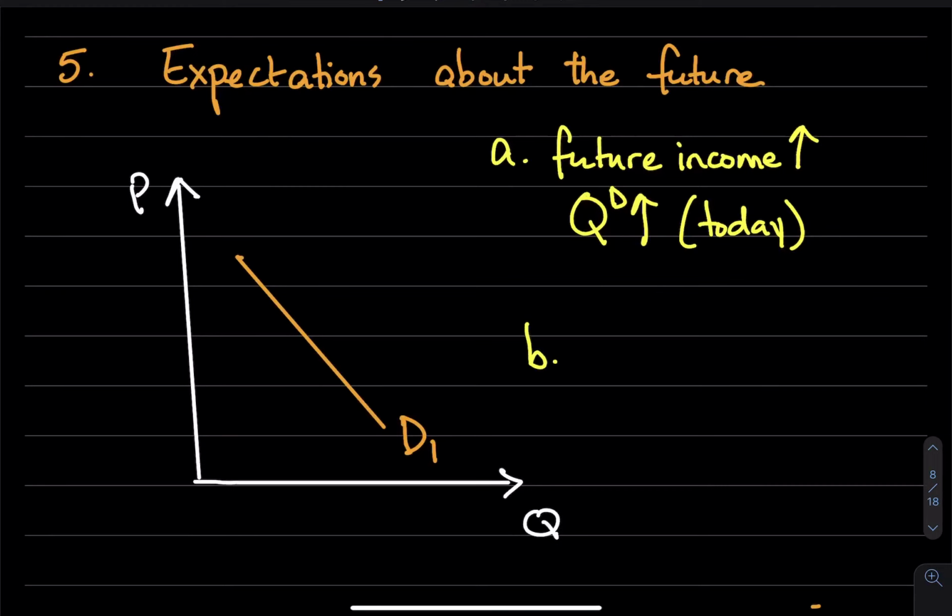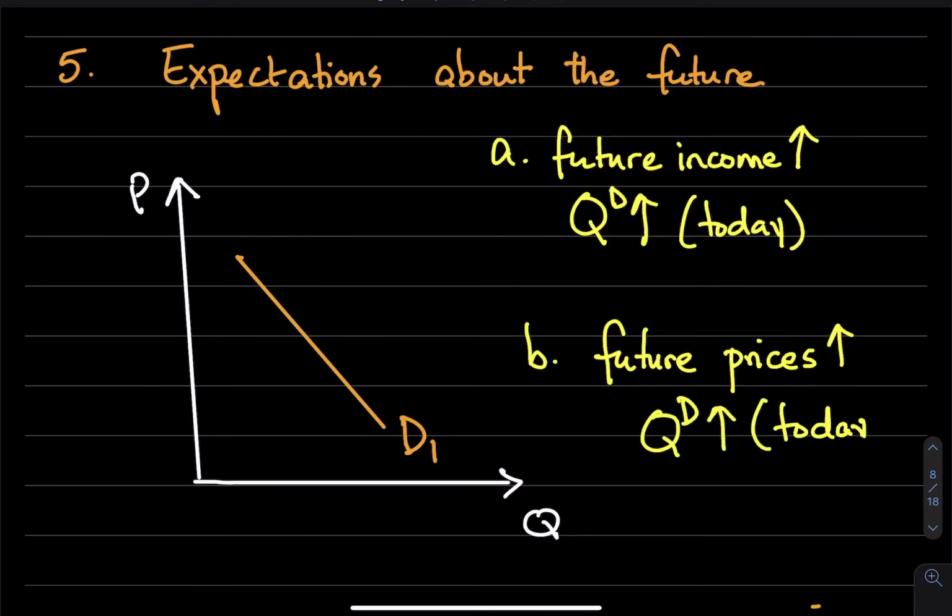But if you expect future prices to go up, if you expect prices of goods to be more expensive in the future, then you also might want to increase your consumption today. You might want to demand more goods today. Okay, so future prices, like if you expect ice cream prices or gas prices to go up tomorrow, maybe gas prices are a better example, and you own a car, then you would go and fill up your tank today. And for future income, you can really think about anything.